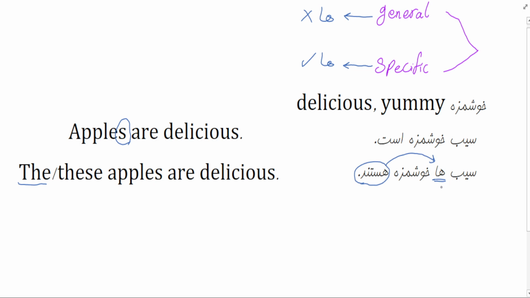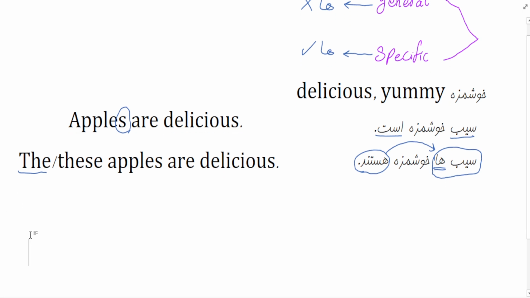It's like they, although it's about objects, not animated things like humans. Just pay attention, because this is plural, in contrast to the previous one, which is singular. Anyway, سیب‌ها خوشمزه هستند. These specific apples, or the apples we are talking about, are yummy.